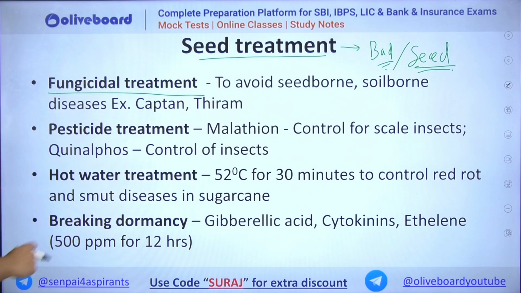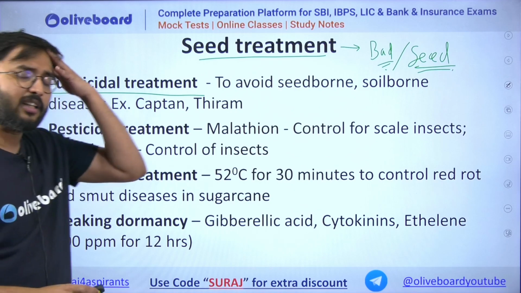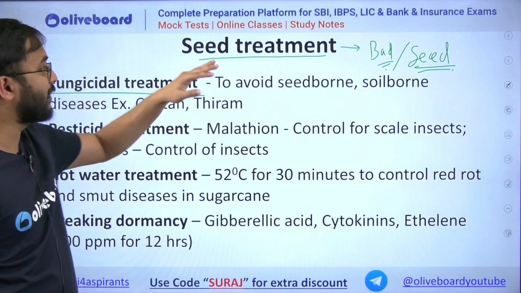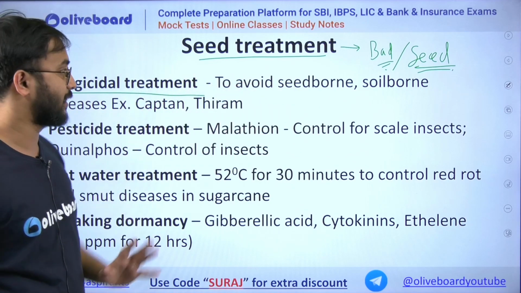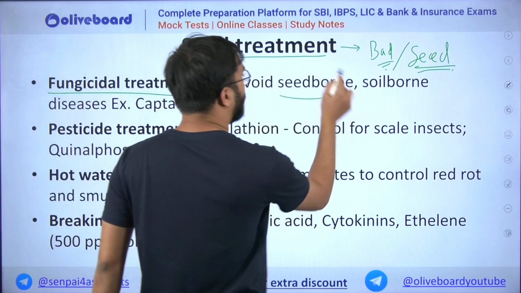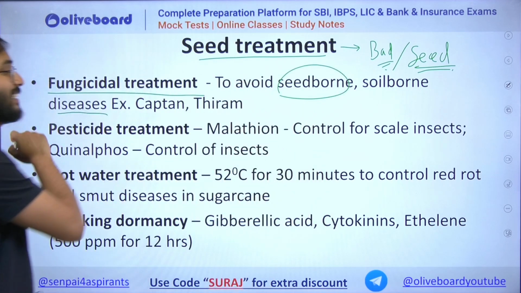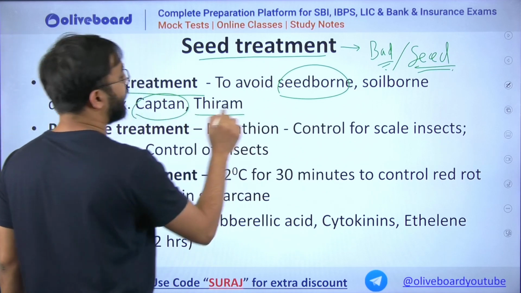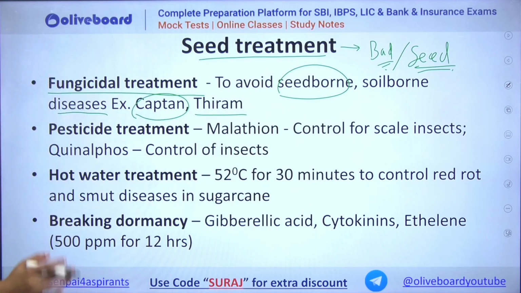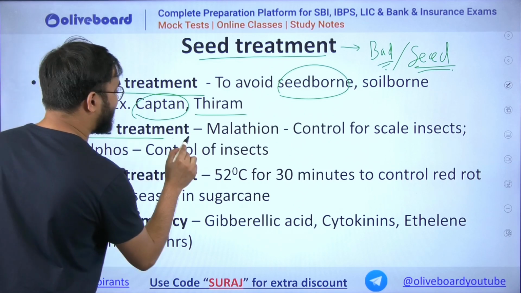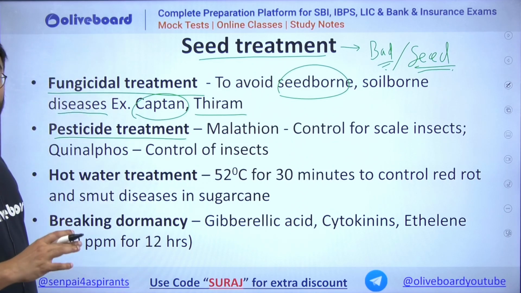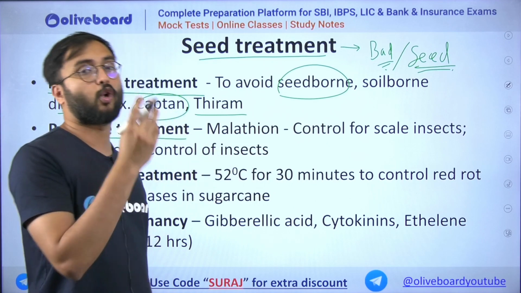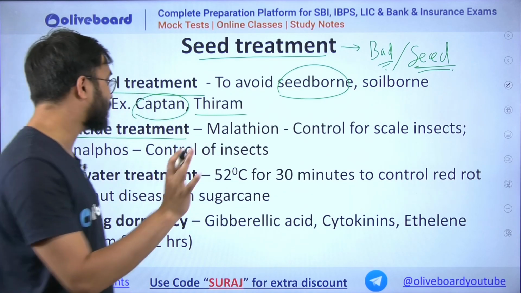Fungicidal treatment is nothing but where certain fungi attack the seed and destroy the seeds. To avoid such seed-borne or soil-borne diseases which are fungal in nature, Captan and Thiram are the fungicides used for seeds. Pesticides treatment: apart from that, on various seeds and crops, various pests or insects also attack.